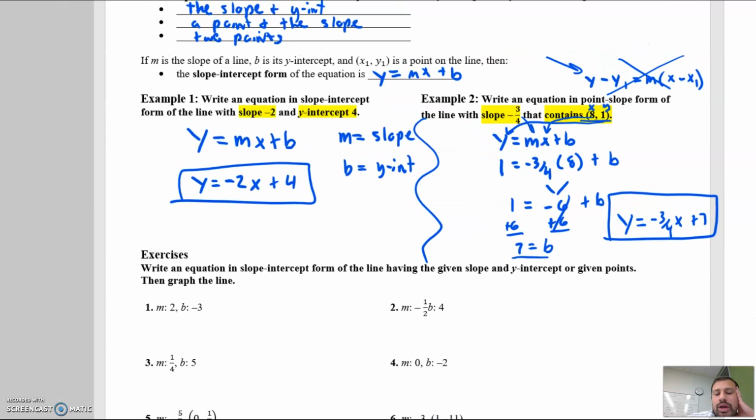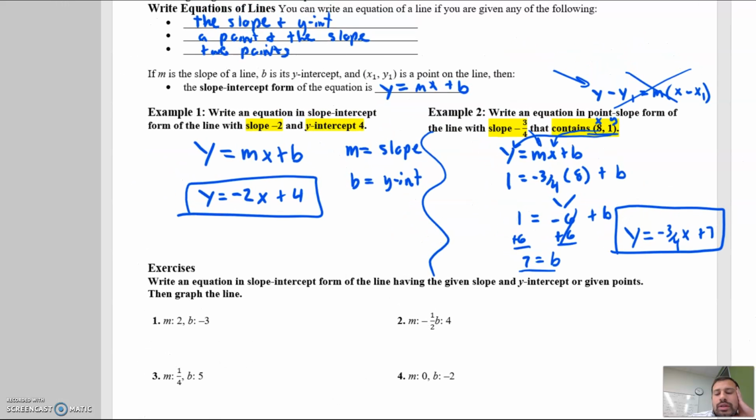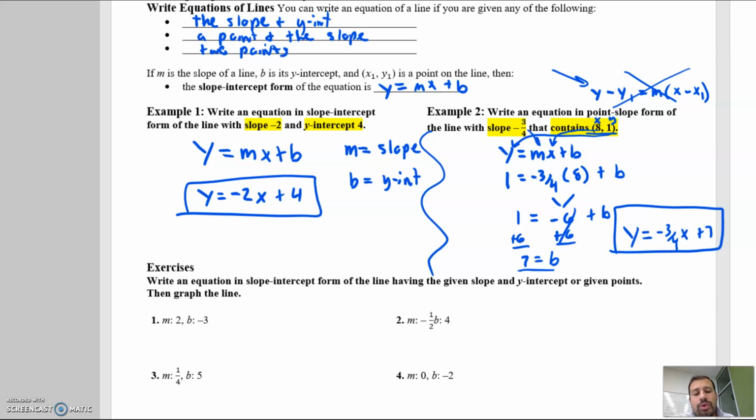All right, let's have you guys try a couple of these, and then I'll put some answers up, and then we'll go down to the next type. Pause the video now, go put these down on the worksheet, the ones that we've done, and then I want you guys to try numbers 1 through 4, and then come back.